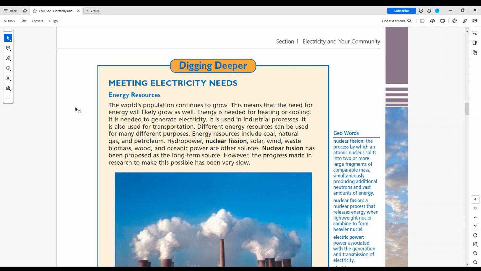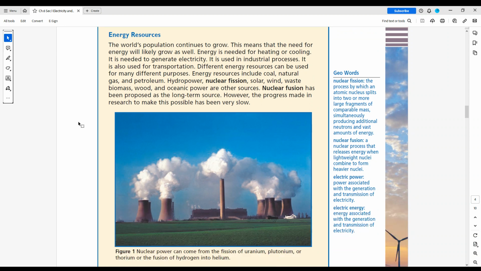Energy resources include coal, natural gas, and petroleum. Hydropower, nuclear fission, solar, wind, waste, biomass, wood, and oceanic power are other sources. Nuclear fusion has been proposed as the long-term source. However, the progress made in research to make this possible has been very slow.